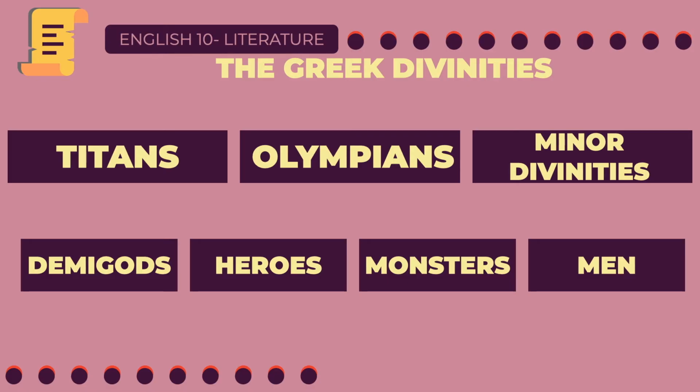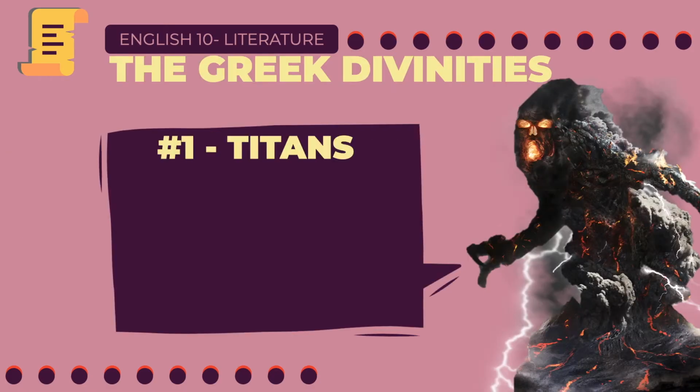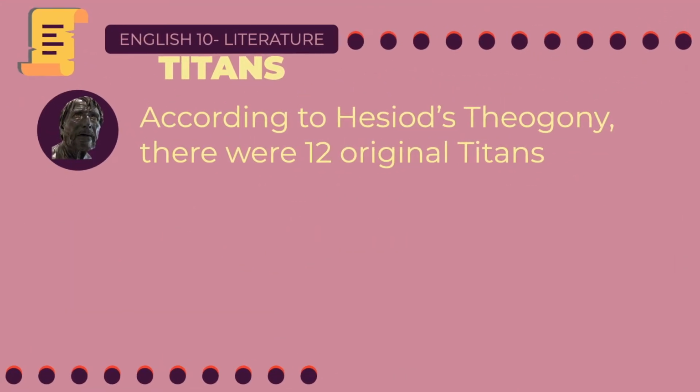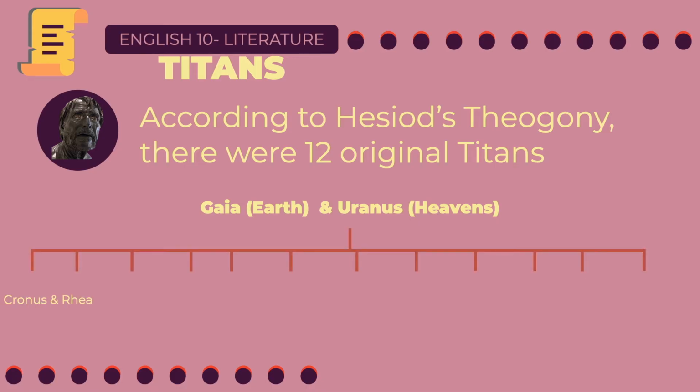Titans are the earliest group of Greek divinities. They are the children of Uranus, or heaven, and Gaia. According to Hesiod's Theogony, there were 12 original Titans: Cronus and Rhea, Hyperion and Theia, Coeus and Phoebe, Iapetus and Clymene, Oceanus and Tethys, Themis, and Mnemosyne.